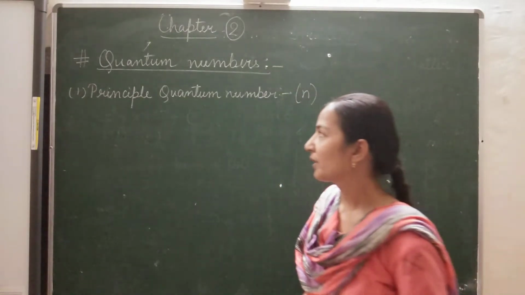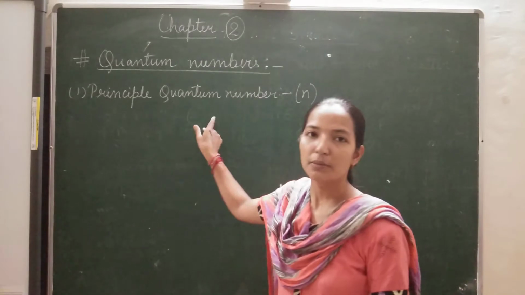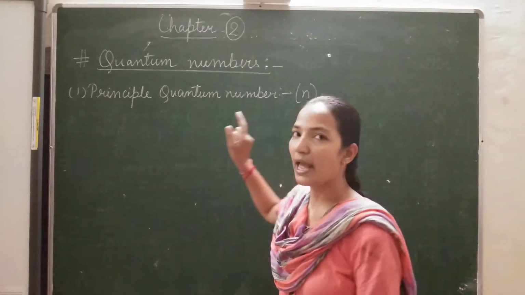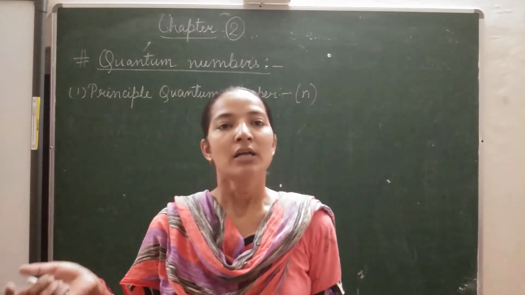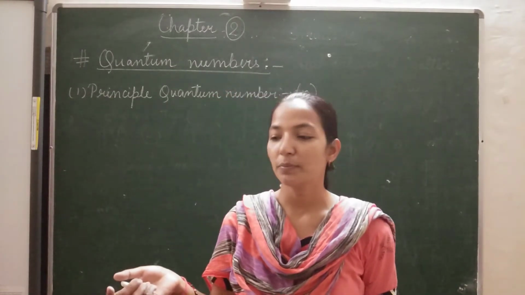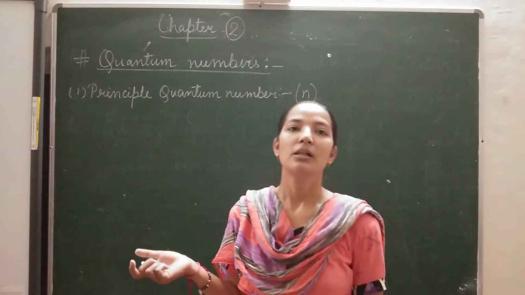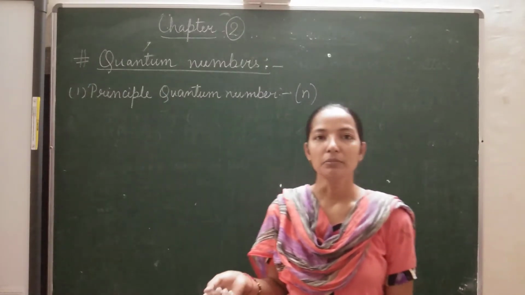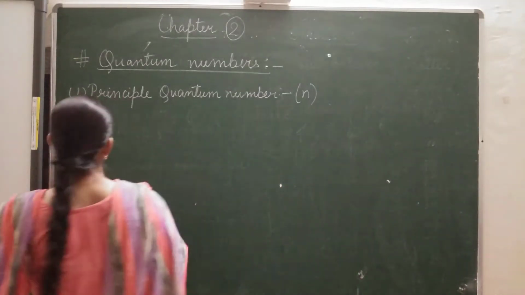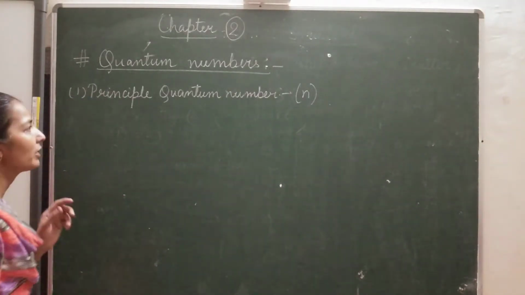in an atom. First is the principal quantum number represented by n. Second is azimuthal represented by l. Third is the magnetic quantum number represented by small m, and last is the spin quantum number. So let's start with the principal quantum number.